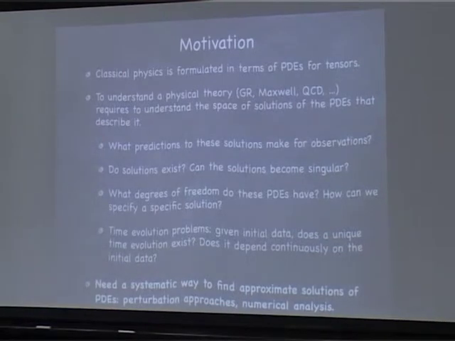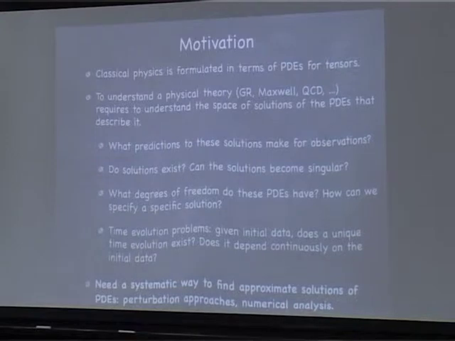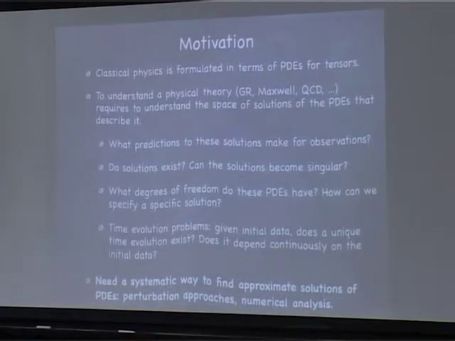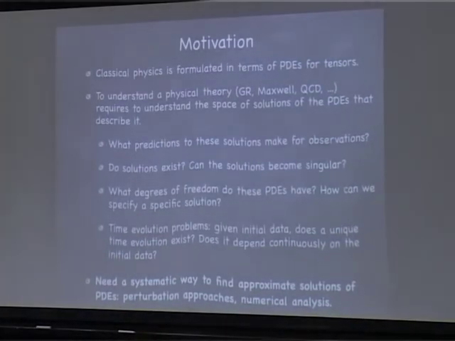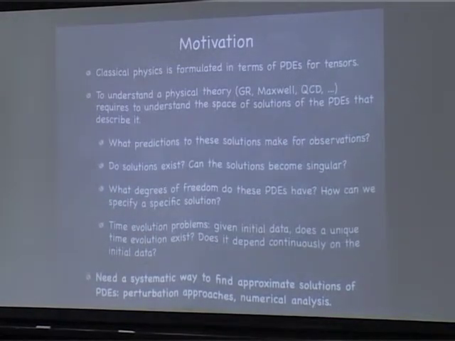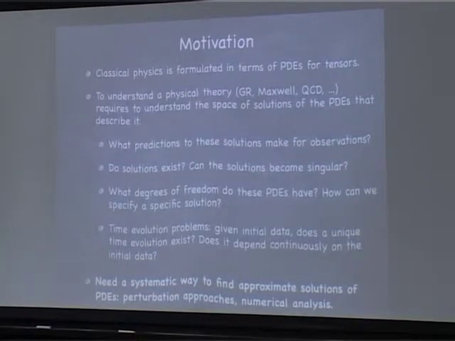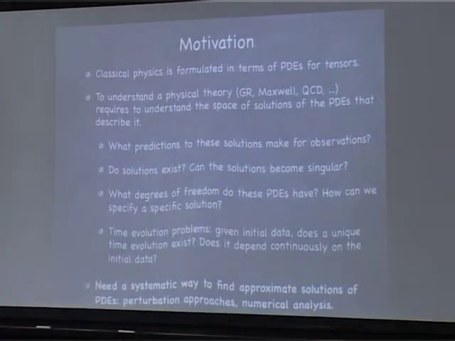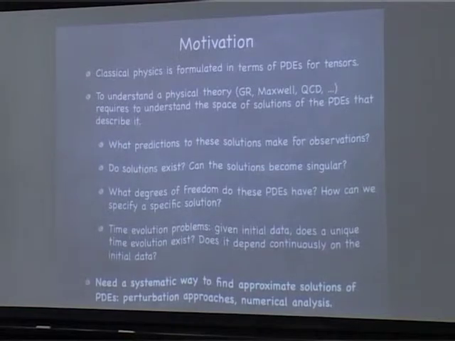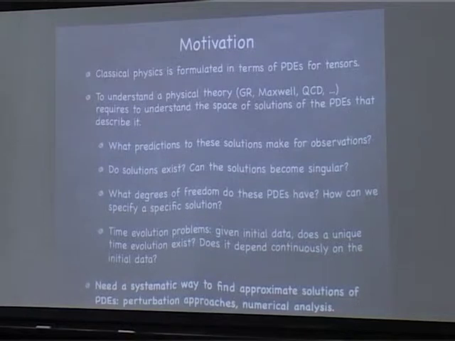Okay, in classical physics, we have this underlying assumption that we should always be able to specify the state of the physical system at some time, and then the equations are going to tell us how this state is going to evolve in time in some deterministic manner. We always expect that a theory has these properties. It turns out, for the Einstein equations, this is not so obvious, but it turns out to be true.